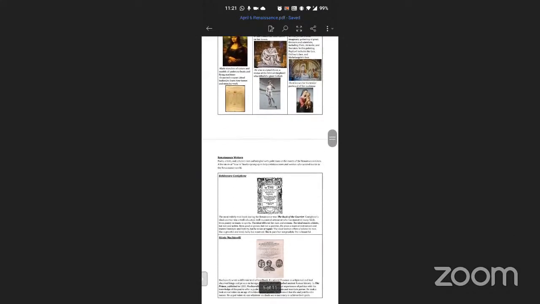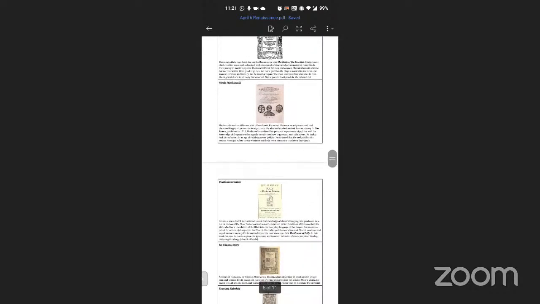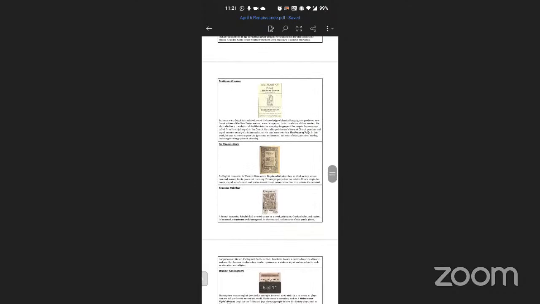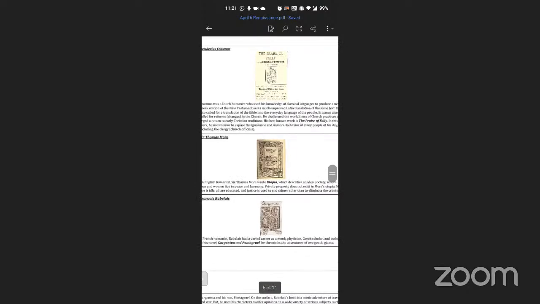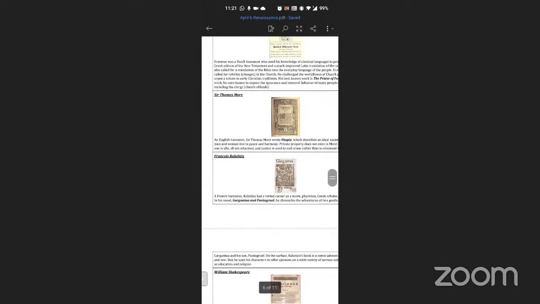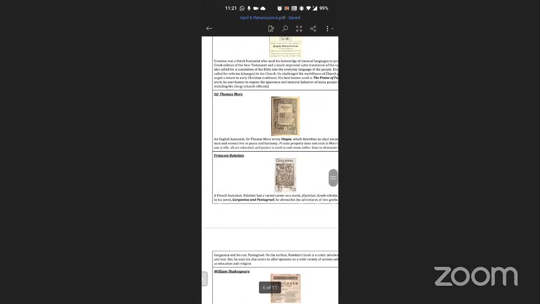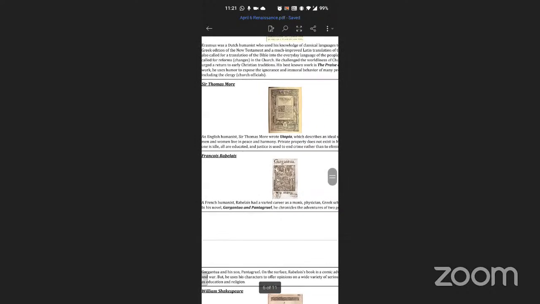And the Renaissance writers, I don't know whether we should read this or not. Okay, yes. Sir Thomas More, his famous work is Utopia. This was a very famous one. Francois Rabelais, his famous work is Gargantua and Pantagruel.